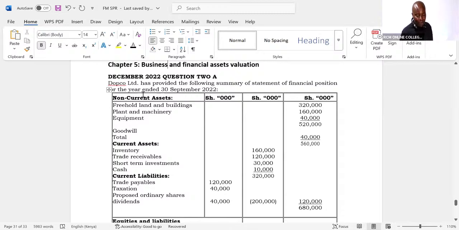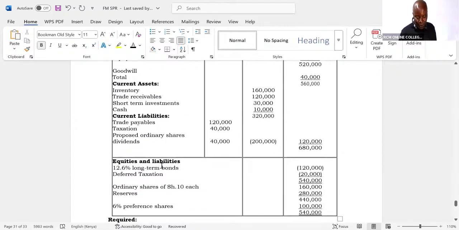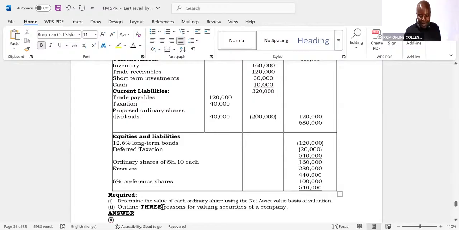So December 2022, question number 2A, you'll allow me to read. RCL Limited has provided the following summary of statement of financial position for the year ending 30th September 2022. So we're given here non-current assets. You can see we have freehold land and buildings, plant and machinery, equipment. We have goodwill totaling to 560,000. Our current assets are totaling to 320,000. You can see our current liabilities, they are coming to 200,000. Those are current liabilities, all right? Then when you go down further, you can see our equities and liabilities. We start with liabilities. You can see we have a long-term bond, a deferred taxation here, totaling to 160. We have ordinary shares, and then we have 6% preference shares. Required, determine the value of each ordinary share using the net asset value basis of valuation.